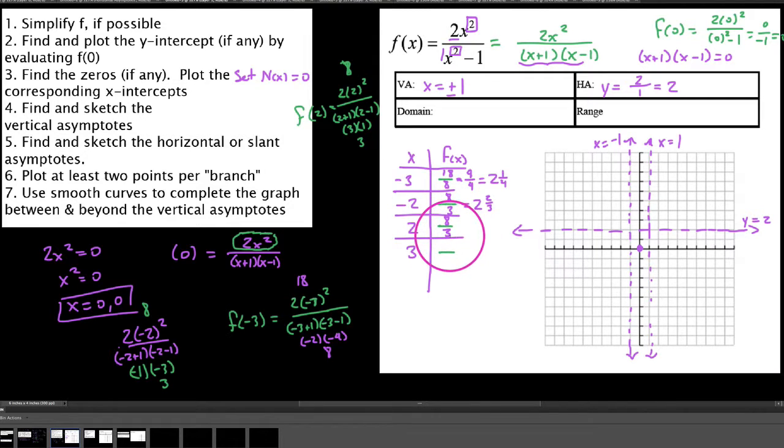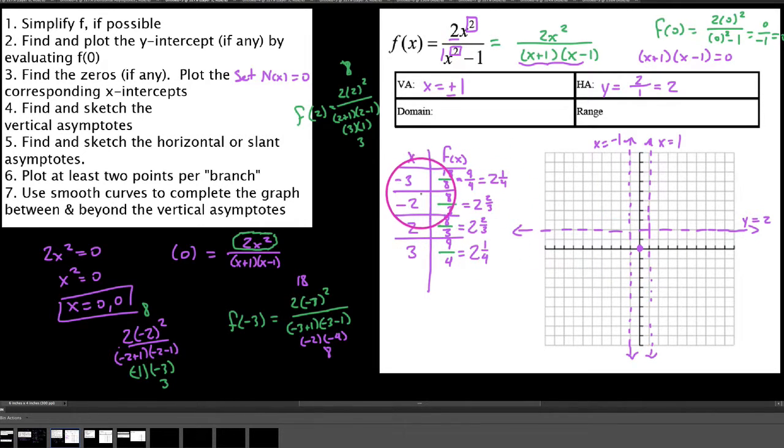And just because I know that this will happen the same way with our +3, I know I'll get the same thing as 9/4. That's not always true, but in this particular instance, because of how our functions are set up, it is certainly true. So 2 2/3, and this will be 2 1/4.